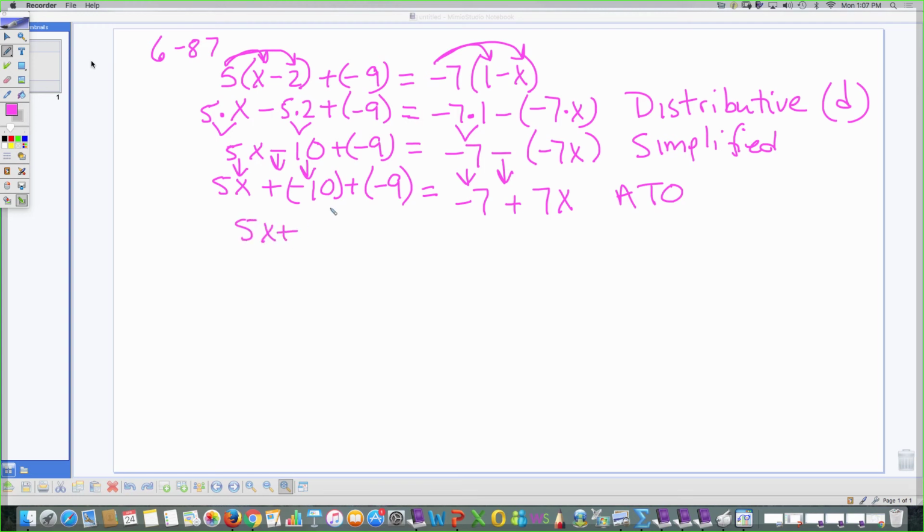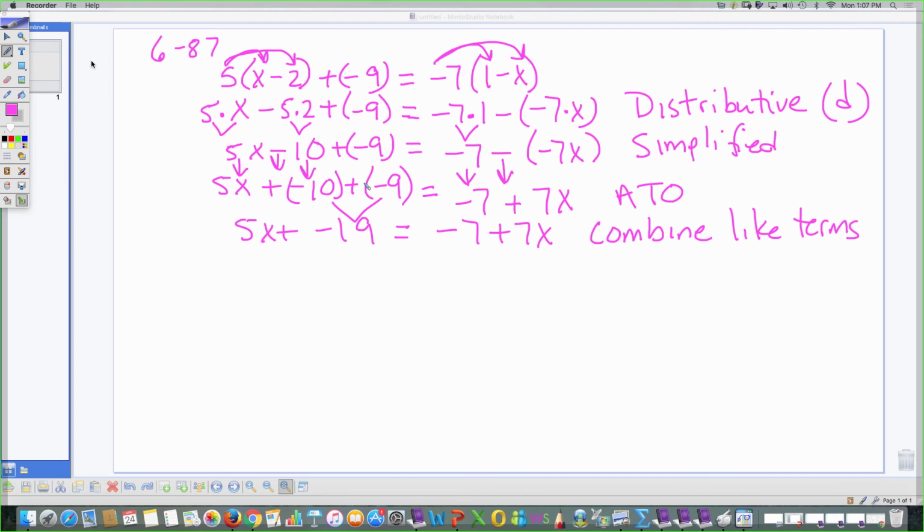We can combine like terms, because we've got constants. These terms separated by a plus or minus sign, they're both numbers. They don't have variables, so they're called constants. So 10 plus -9 is -19, equals -7 plus 7x. So combine like terms. It's kind of like collecting all the negative tiles on one side, getting them all together.